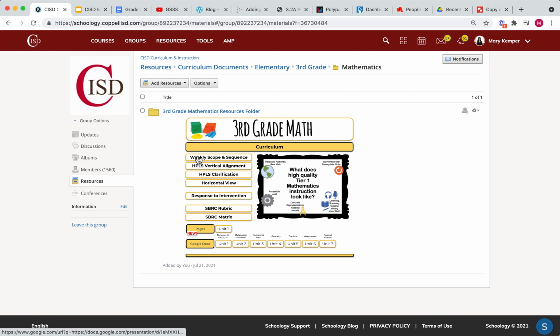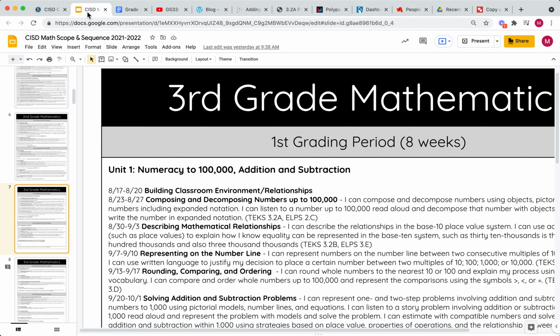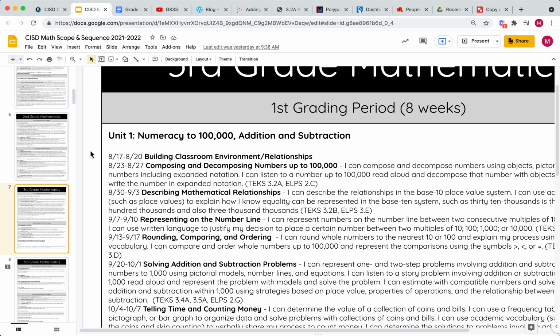Now let's go back to the weekly scope and sequence. If you click on this button for the weekly scope and sequence, it will bring you to the 21-22 scope and sequence. Now, very similar to last year, it's built as a weekly scope and sequence. And there's been some updates. That includes integration of the English language proficiency standards. So we can see in this first unit, there is a week to build classroom environment and relationships.